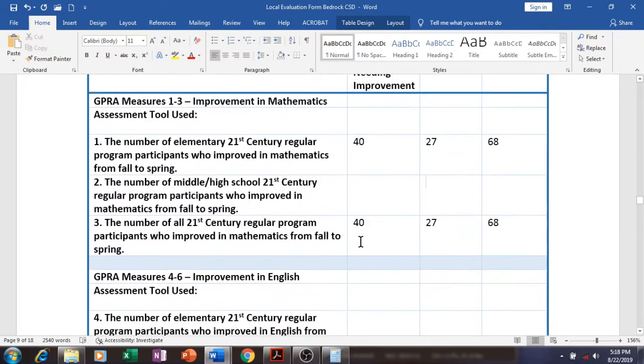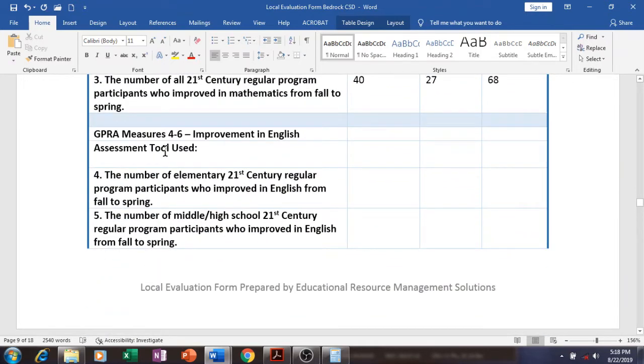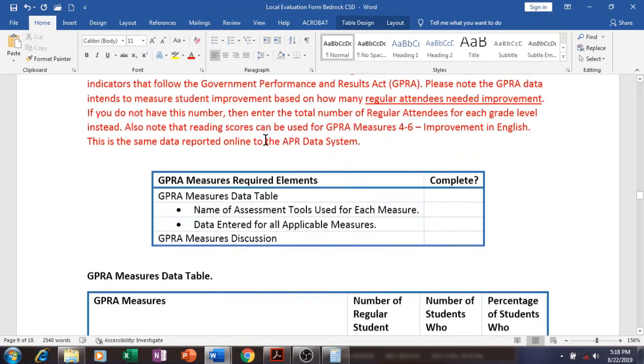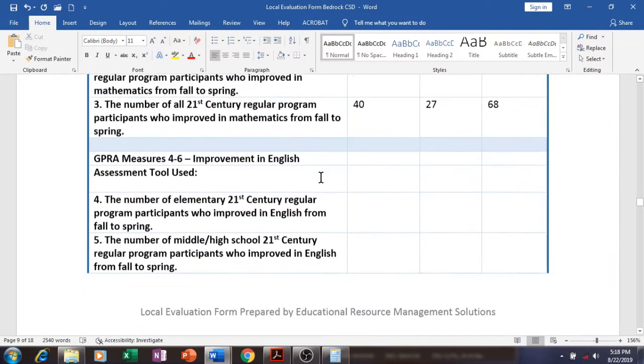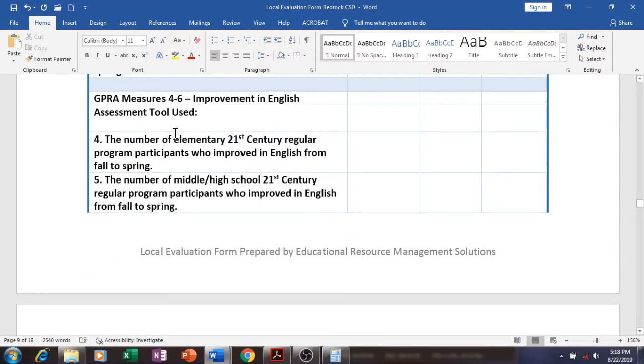All right, the next section, measures 4 through 6, improvement in English. I would point out, as we said up at the top, you can use reading scores for improvement in English, and vice versa. Normally for elementary students, which is number 4, you don't have English grades many times. Use your reading. So what assessment tool did you use? Once again, if you have elementary and secondary students, list both of those assessment tools.